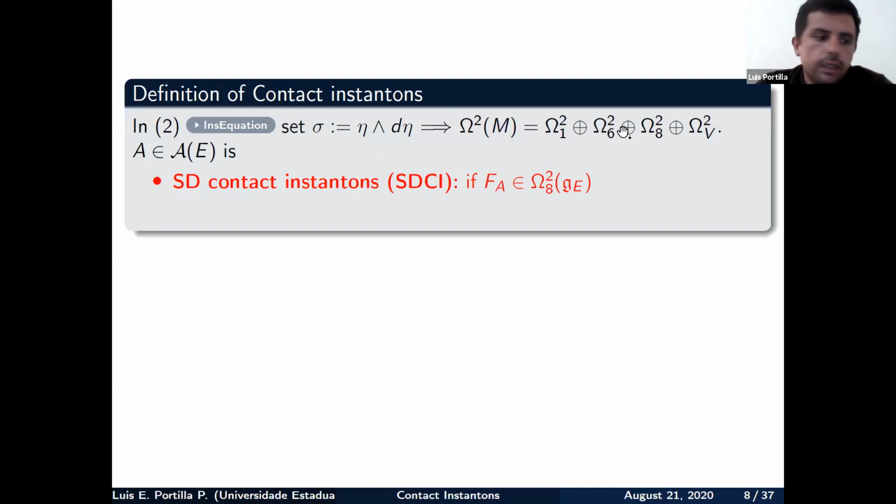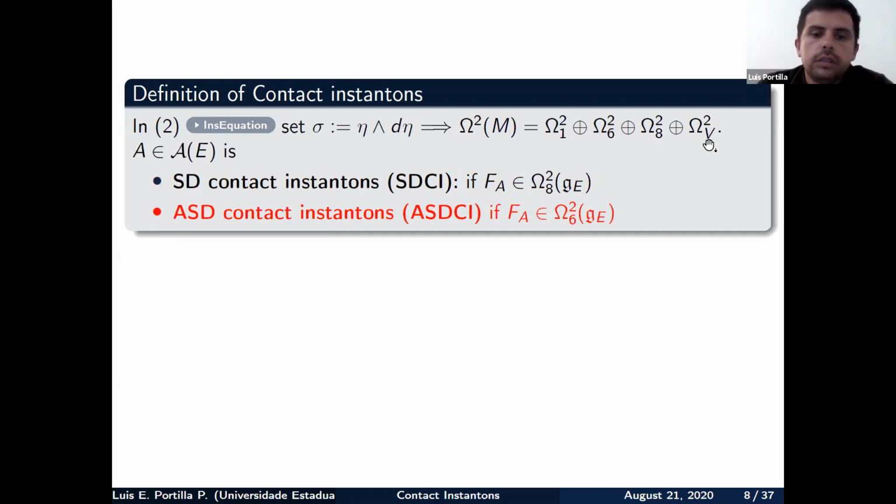This split allows me to define, in some sense, Z-dual and anti-Z-dual forms. We call Z-dual contact instantons the connections with curvature in this space, and anti-Z-dual instantons the connections with curvature in this other space.